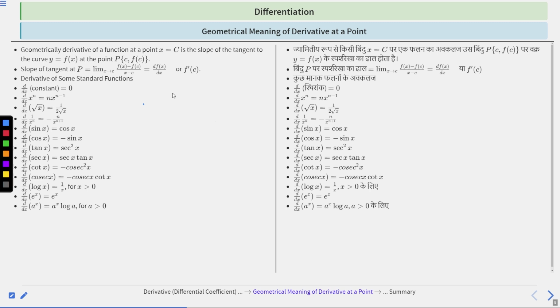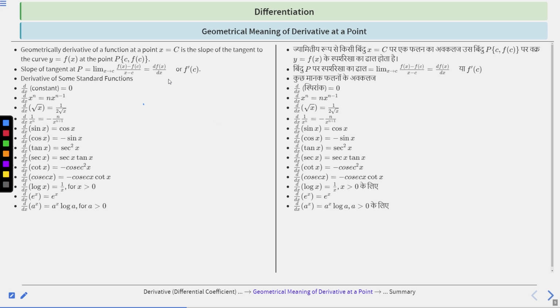The slope of the tangent at point P can be written as the limit x tending to c of f(x) minus f(c) upon x minus c, right? And it is called d of f(x) upon dx, right? Or f dash c. Clear? This is called the derivative, and it is also called the tangent at a point c.